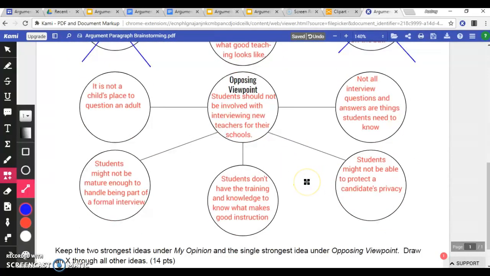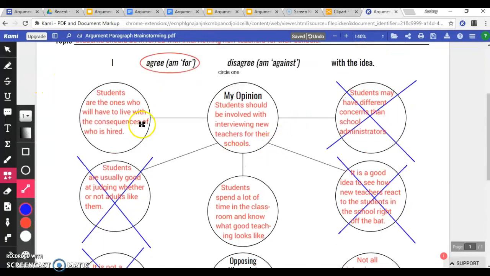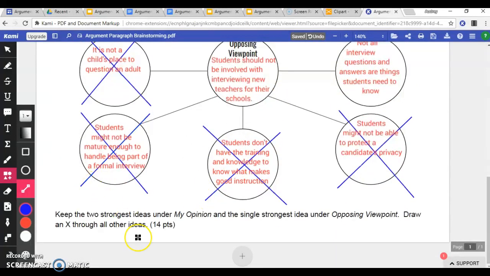Now, under opposing viewpoint, I have to choose the single most strong argument, or my one best argument. So I think that it's not a child's place to question an adult isn't very strong. Neither is students might not be mature enough to handle being part of a formal interview. Students don't have the training and knowledge to know what makes good instruction. That's pretty weak. Students not being able to protect a candidate's privacy. That's pretty weak. But this last argument, students don't need to know all of the interview questions and answers. I think that's pretty strong. So now that I have my 2 strongest arguments for my opinion and my strongest argument against my opinion, I'm ready to move on to the next phase of this assignment.